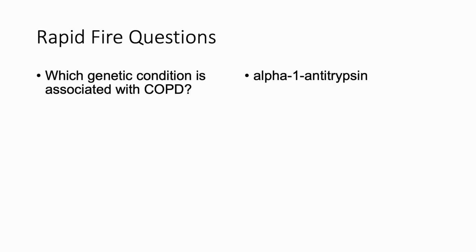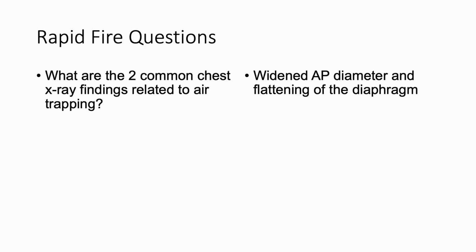Now that we talked about our approach for COPD evaluation and management, let's do some rapid-fire questions. Which genetic condition is associated with COPD? Alpha-1 antitrypsin. What are the two common chest X-ray findings related to air trapping? Widened AP diameter and flattening of the diaphragm.